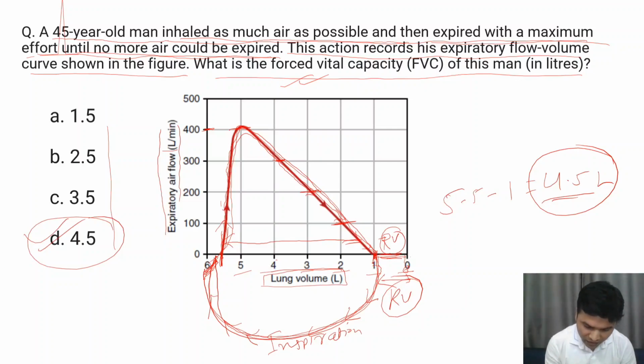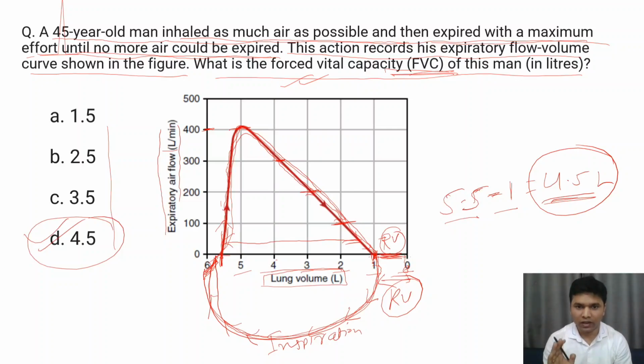So after that, air is expired. So he expired from 5.5 liter. After full inspiration he filled his lung with 5.5 liter of air and expired maximum. So he reached down to 1 liter. So 5.5 minus 1 is actually 4.5 liter. So that is your vital capacity, forced vital capacity. Clear? So let's move to the next question.